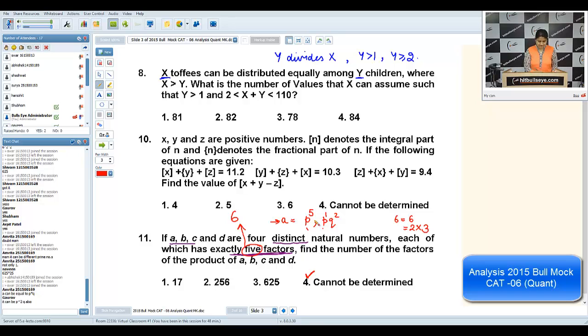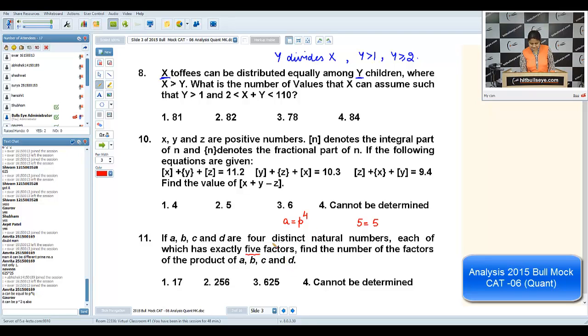Now coming to Amrita's doubt. Amrita, please write your doubt here. See, it says A is having 5 factors. Since 5 cannot be broken in 2 parts, 5 is 5 only. The maximum we can write 5 into 1. 5 is a prime number. So, we can say that there will be only one possibility for A, that will be P raised to power 4, where P is a prime.